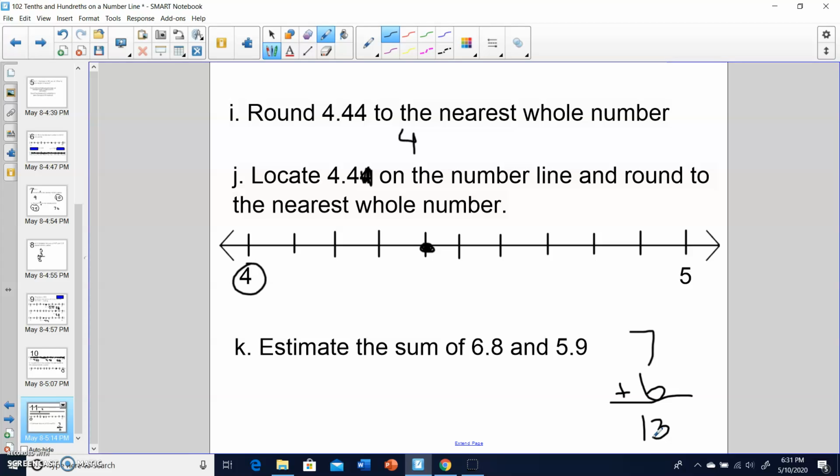Okay, go ahead and do the reteaching for lesson 102, and then check your work when you're finished.